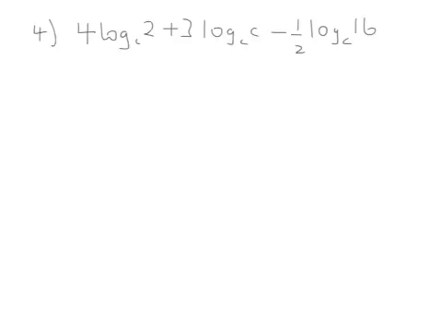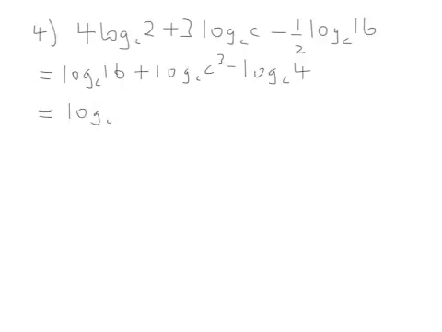Now for question 4 we need to write this as a single log, so let's write everything in terms of log to the base c. 2 to the power 4 is 16. That's c cubed, and the square root of 16 is 4. So now, addition becomes multiplication inside the log, and subtraction becomes division. So it's log to the base c of 4c cubed.